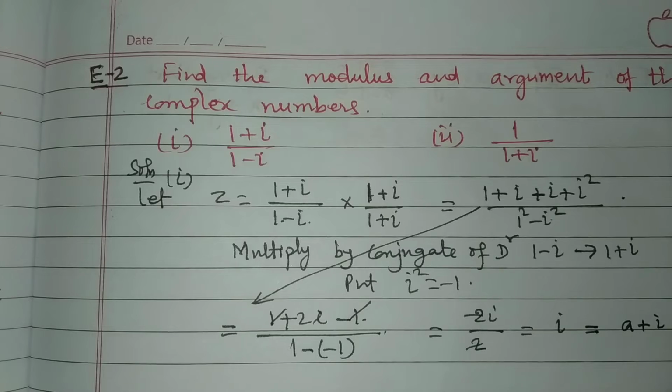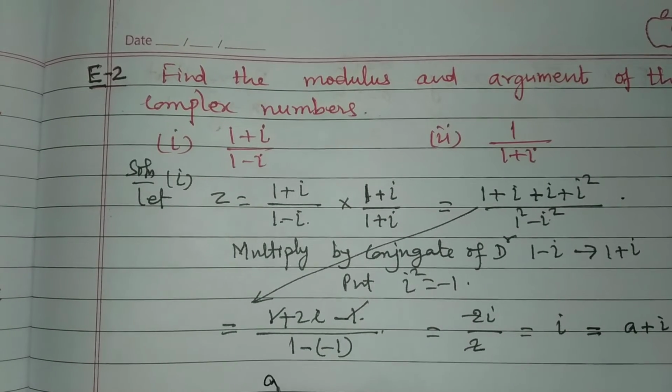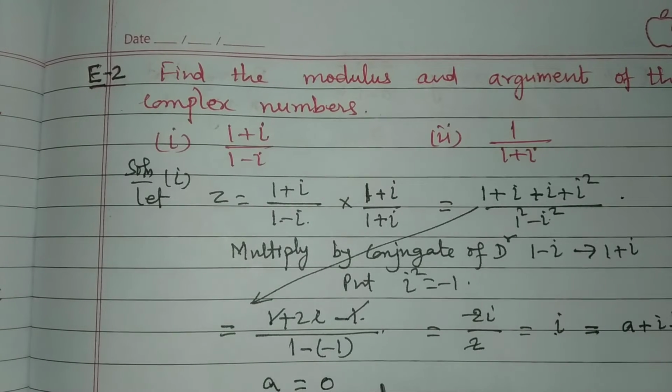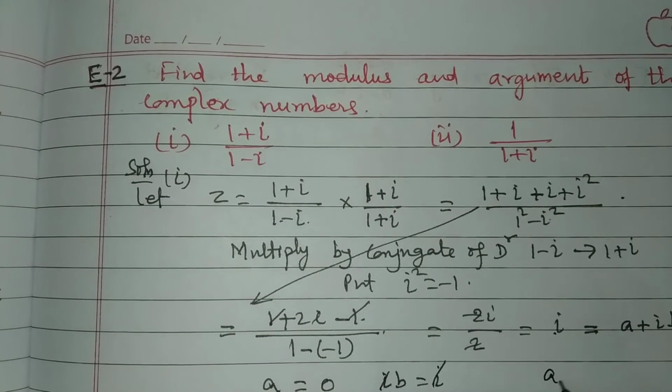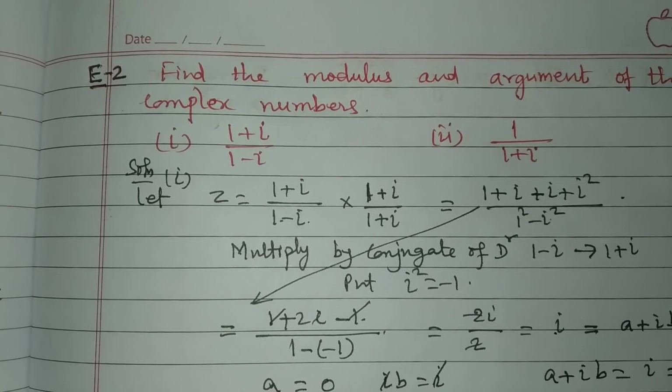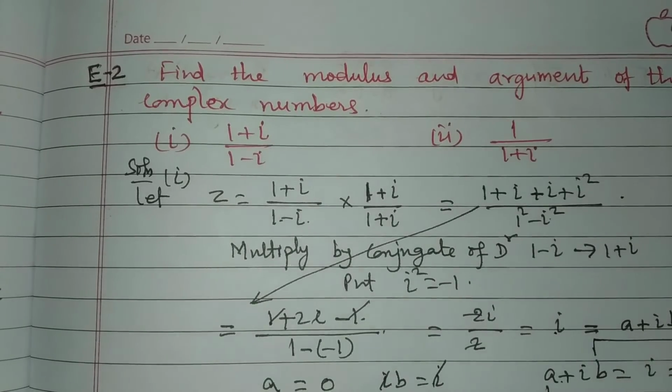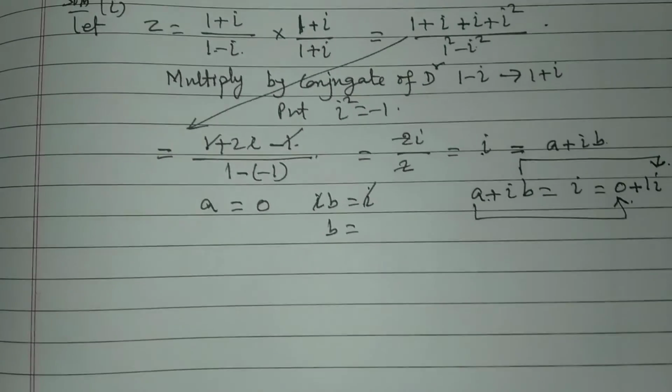so we will compare it with a plus ib. So a is equal to 0 because the real part is 0, and ib is equal to i, so a plus ib is equal to i, and this can be written as 0 plus 1i. So if you compare, the two complex numbers will be equal, then the real part is equal to real part, imaginary part is equal to imaginary part.